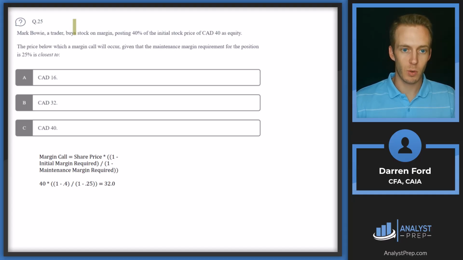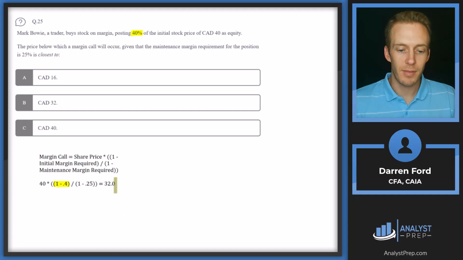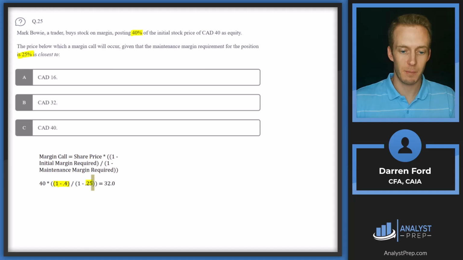Our initial margin required is given at 40%. So 1 minus 0.4 is going to be our numerator. And then the maintenance requirement is 25%, so that's going to be our denominator. That'll be 0.75. We're going to divide these two, making sure we have that in parentheses. Then we multiply that by our share price of $40, which gives us $32. So we'll go with answer B.